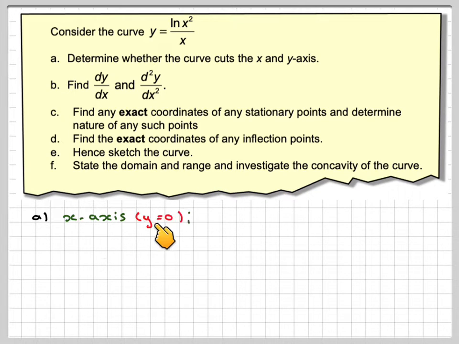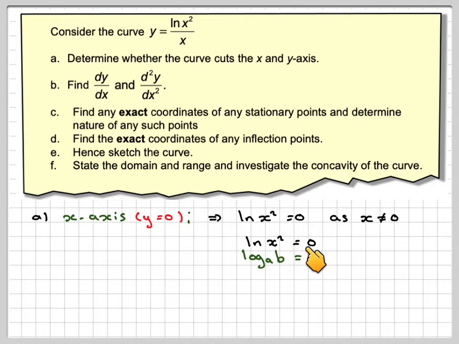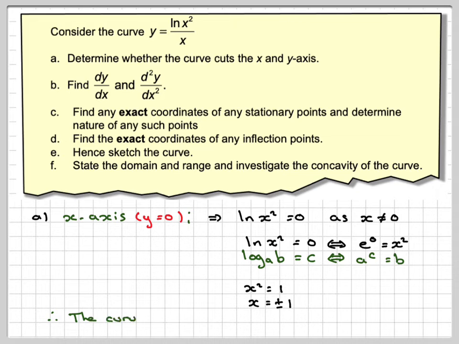So for the x-axis, y is equal to 0. That implies that ln of x squared is equal to 0, because x here, the denominator, cannot be equal to 0. Using log to the base a of b is equal to c, so it's log to the base e of x squared is equal to 0, we know that implies a to the c is equal to b, and therefore the base here is e, so e to the 0 is equal to x squared. Now e to the 0 is 1, so x squared is equal to 1, and therefore x will be equal to plus or minus 1. So the curve will cross the x-axis at (-1, 0) and (1, 0).